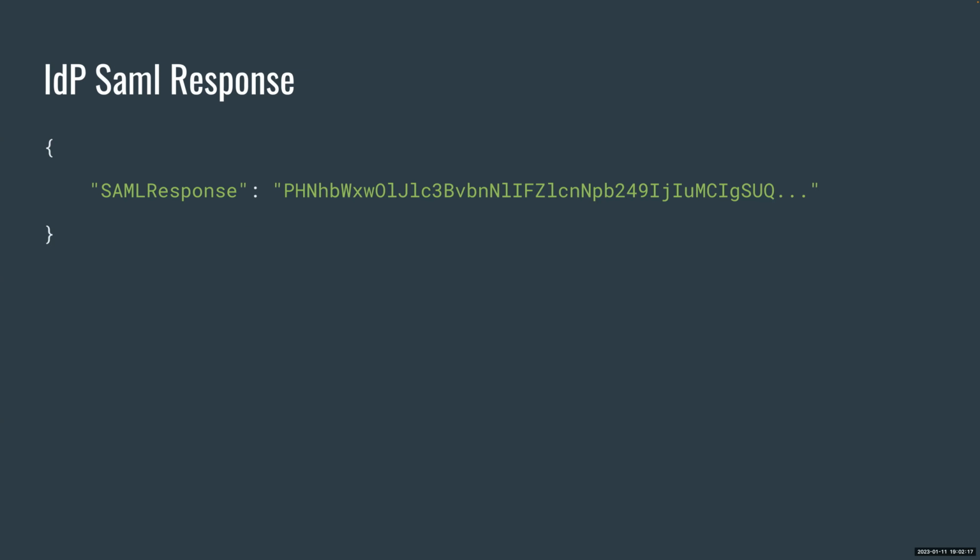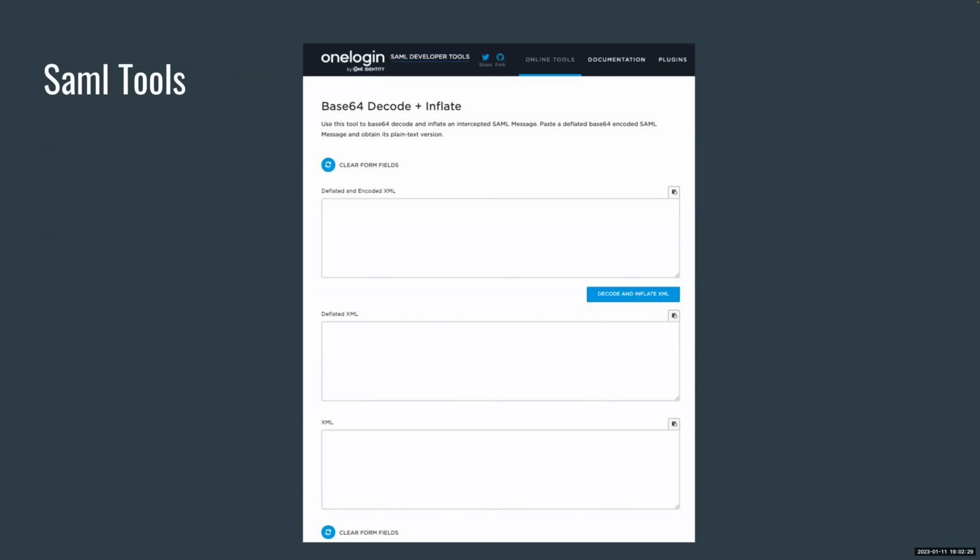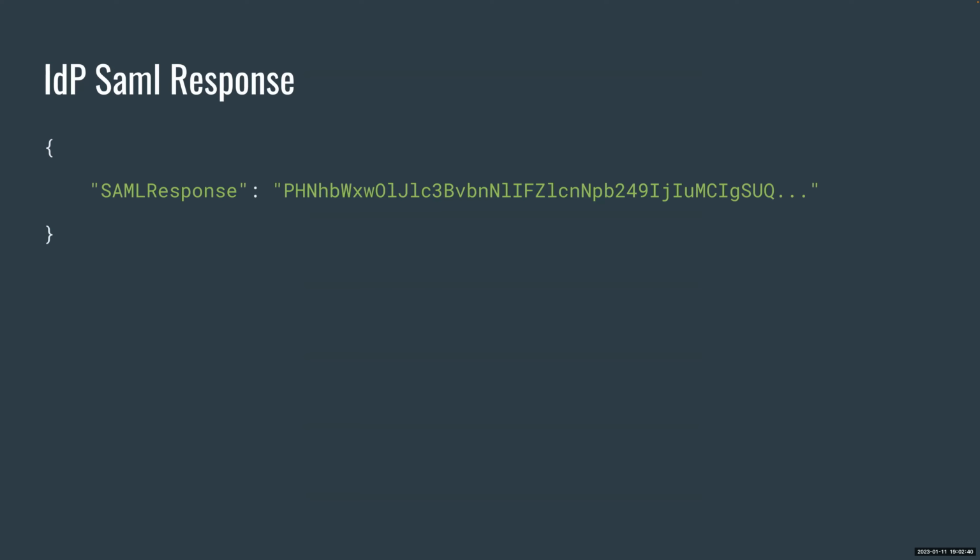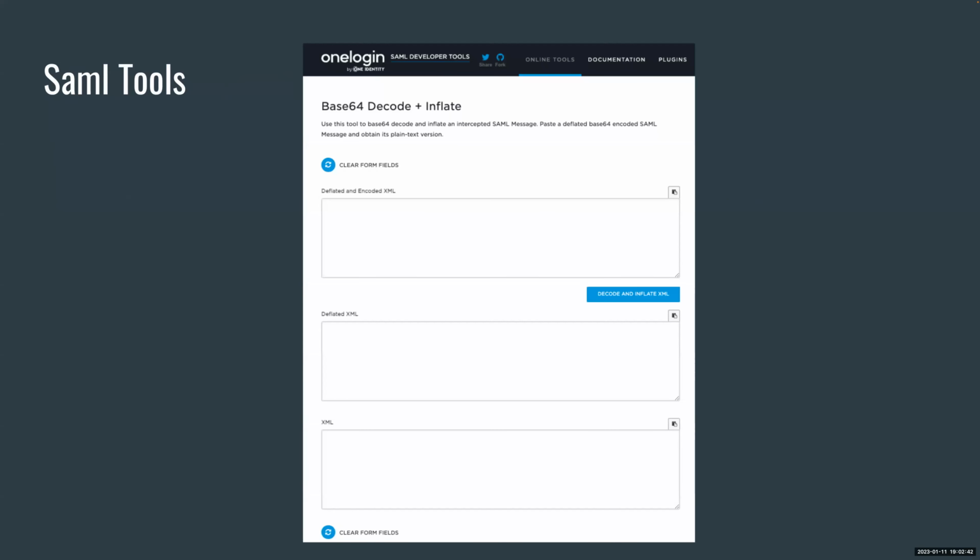The response, I grabbed one briefly. It's much bigger than this because it's an encoded, very long string, but this is all it looks like. I've spent a lot of time looking at logs for this, actually. It's a fun time. OneLogin has a really nice set of tools at samltool.com. And so you would take the previous kind of string there, put it in the top part of this field, and then decode and inflate and be like, boop, here's your XML.